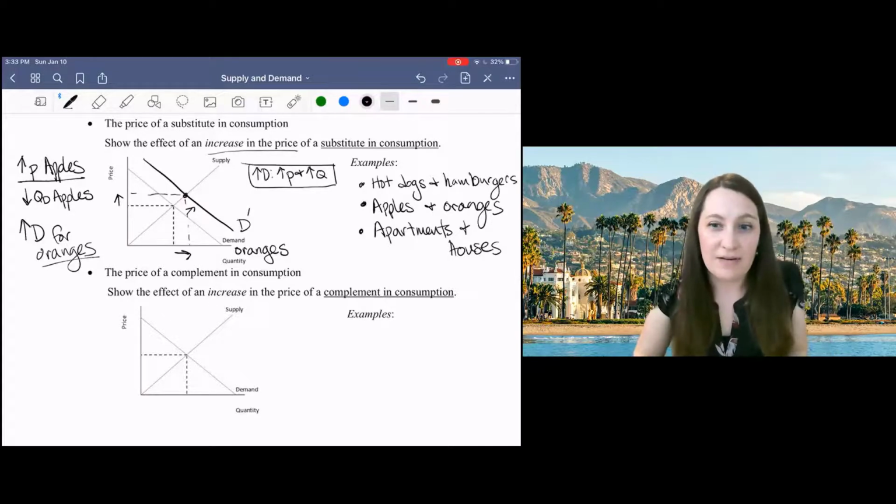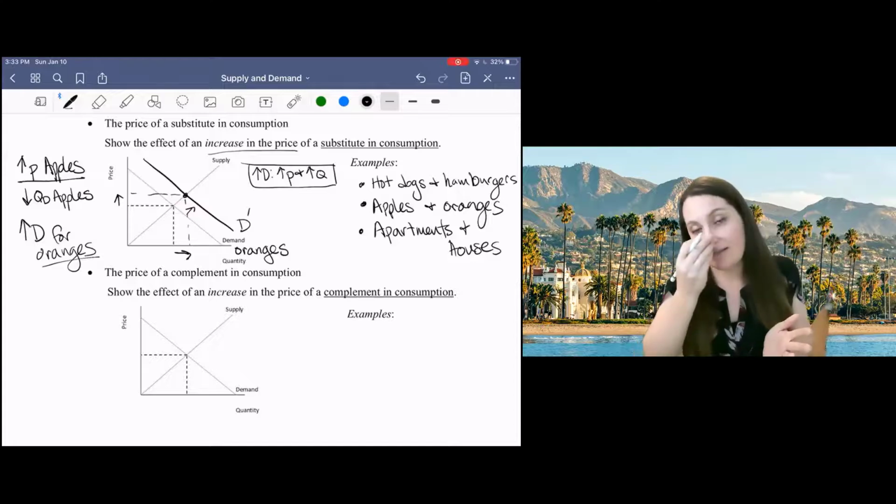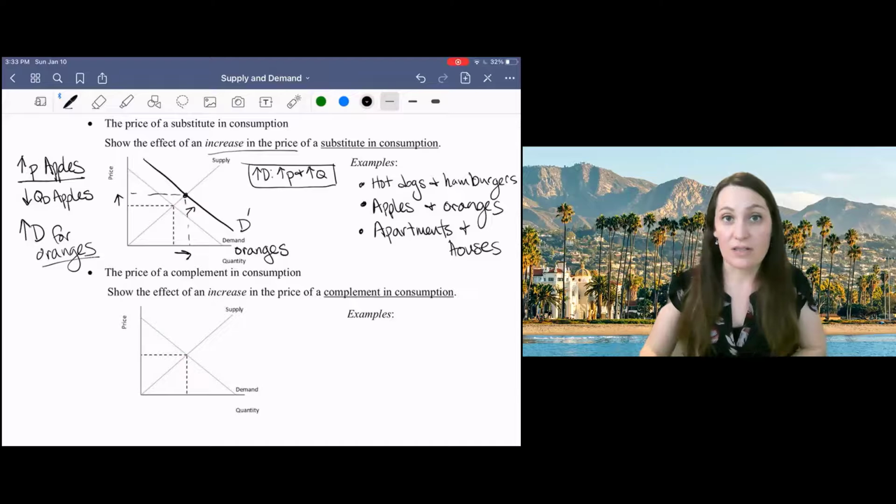It's useful to have an example in mind when you're looking through these problems. So I would encourage you to always have an example in your head of two goods that are substitutes and two goods that are complements.